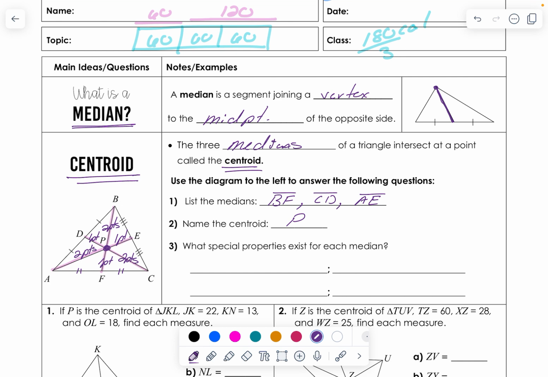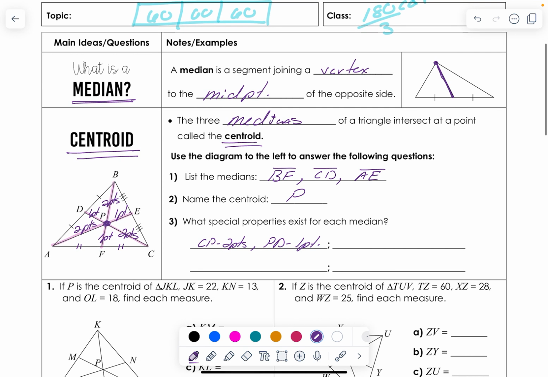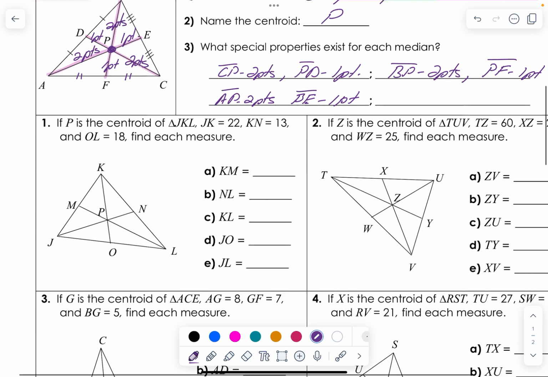So what special properties exist? I'm going to say CP 2 parts, PD 1 part. My other ones, AP 2 parts, PE 1 part. These are all segments. And then finally, BP 2 parts, PF 1 part.